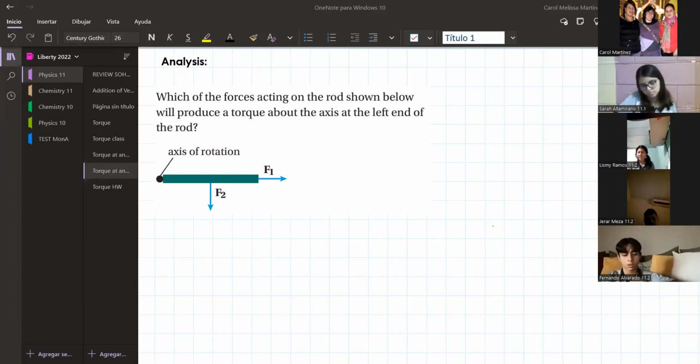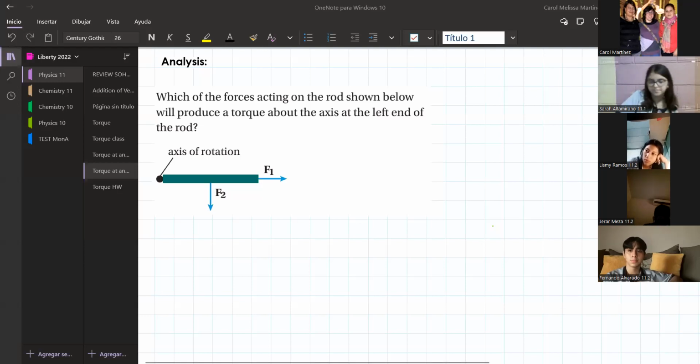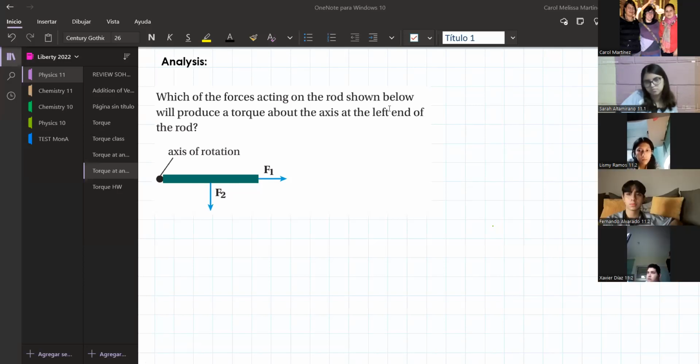In this analysis, they're asking us to tell which of the forces acting on the rod will produce torque. Okay, and they're giving me the axis of rotation. Remember that the axis of rotation is the same as the pivot. So they're giving me two forces, force 1 and force 2. What force out of the two is going to cause rotation?